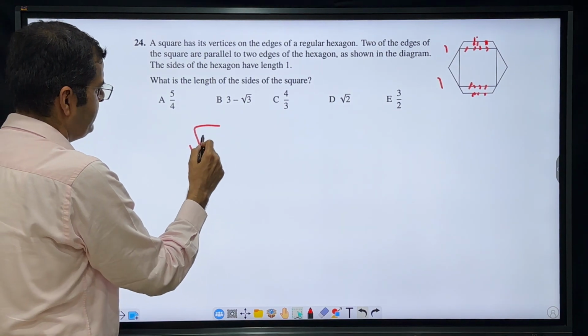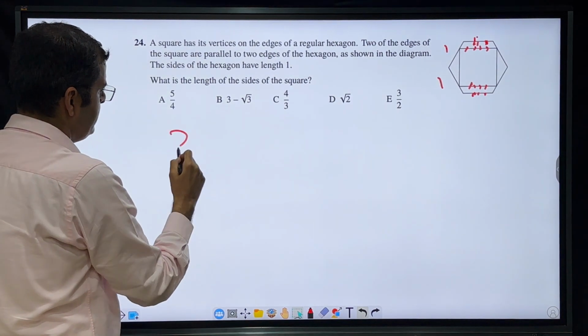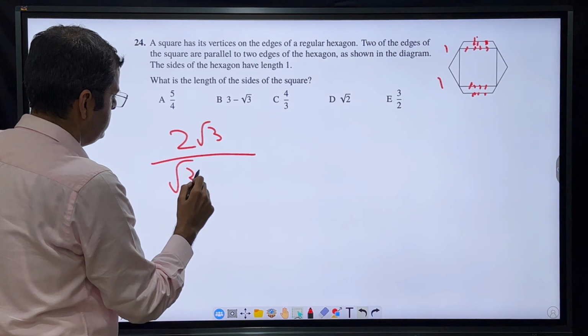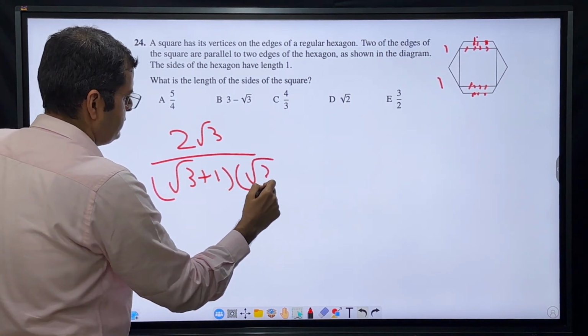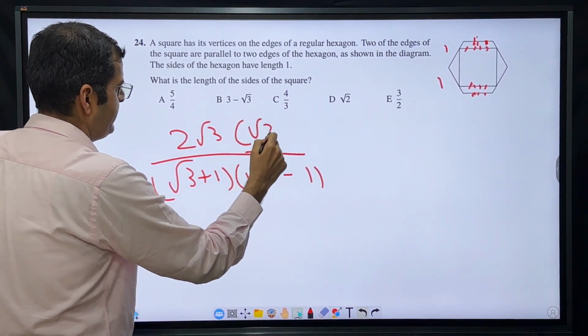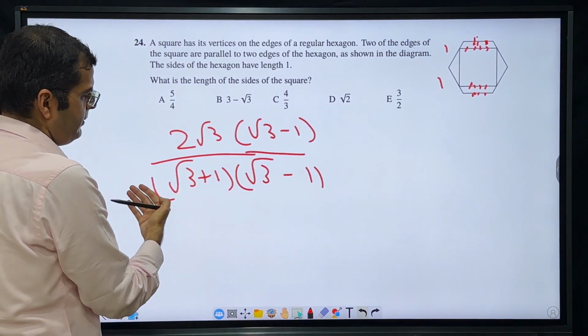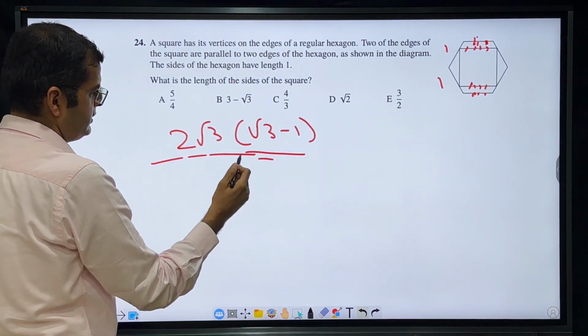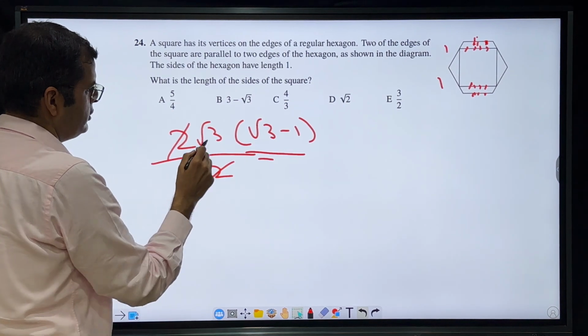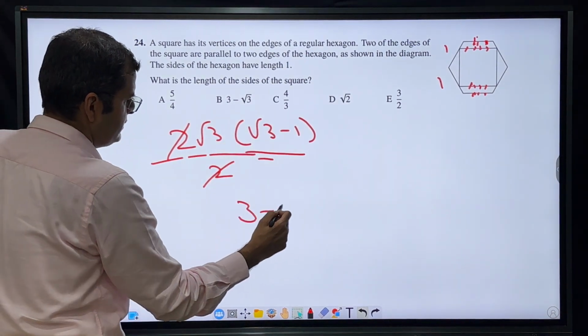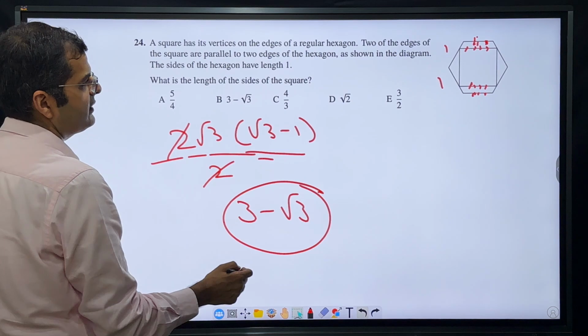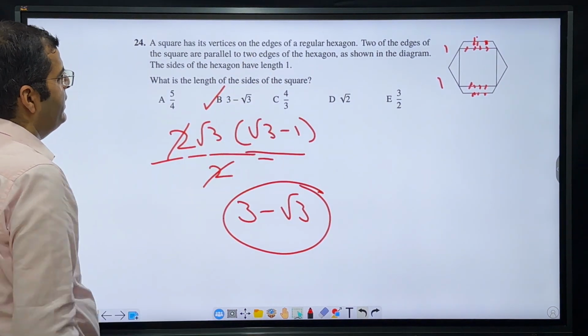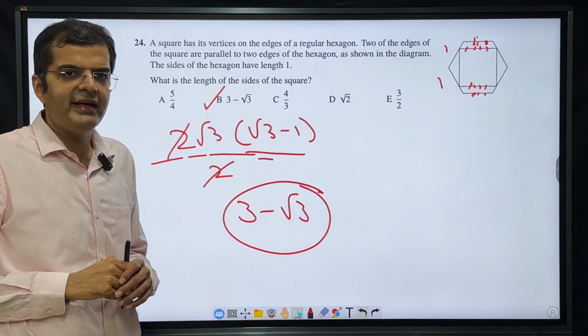I don't see any option like that. So I will simplify it. 2 root 3 upon root 3 plus 1. This will be multiplied by root 3 minus 1 over root 3 minus 1. So in the denominator it will be 3 minus 1, which is 2. So this 2 goes away. Root 3 into root 3 is 3. 3 minus root 3 is the answer then. 3 minus root 3, answer option B is the right answer here. Okay.